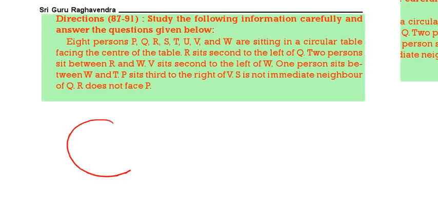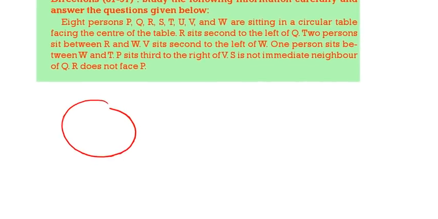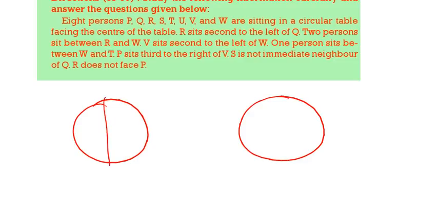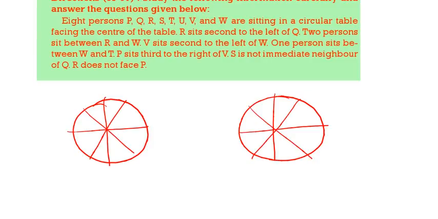Now all of you draw 2 circles. We will draw 2 circles because we will do this question in 2 possibilities. This is one circle puzzle. Divide each circle into 8 parts. If you draw one plus and one cross symbol, it will be 8 parts. Now all are facing the center.